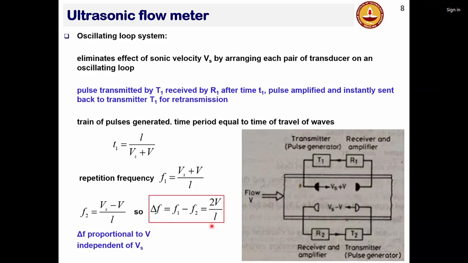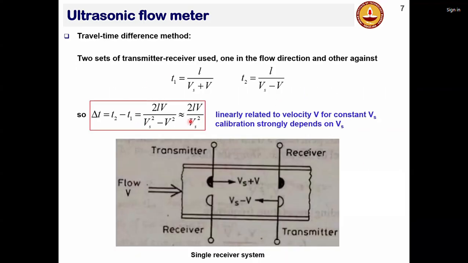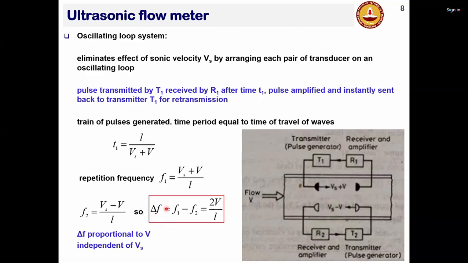So you can see that, unlike the previous case where you had to know the velocity of sound, in this present case, when you are just measuring the frequency difference, Vs is out of the picture. Just by measuring L, you should be able to predict the velocity. And as you see, the velocity of flow is proportional to the shift in repetition frequency, and independent of the velocity of sound, Vs.